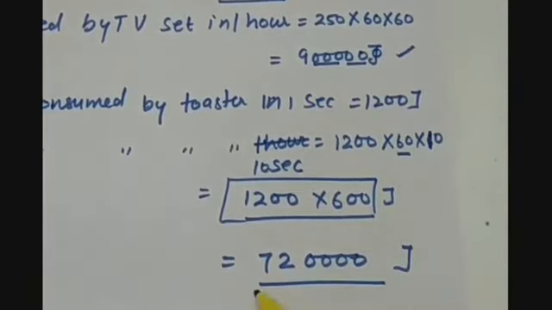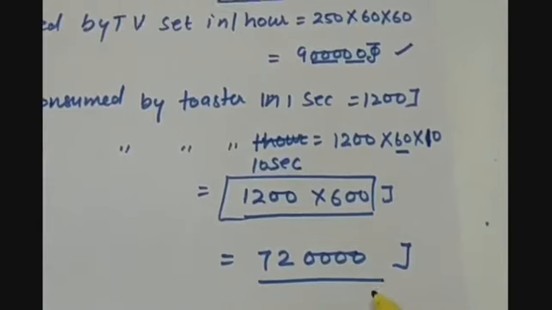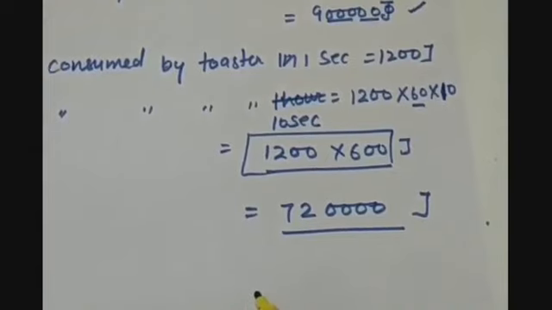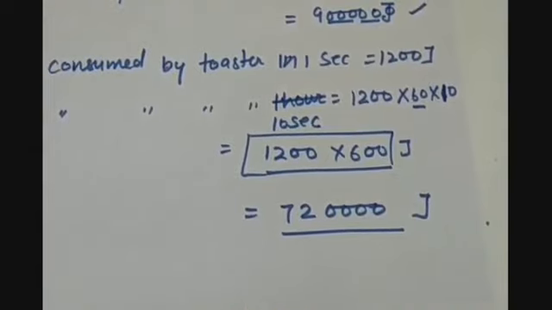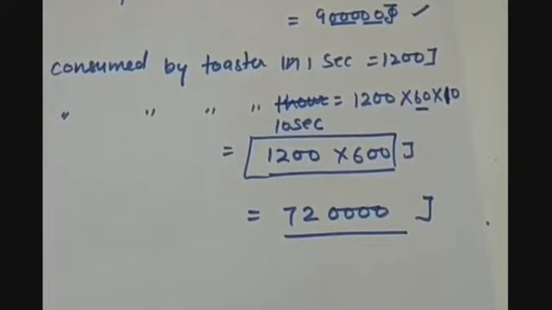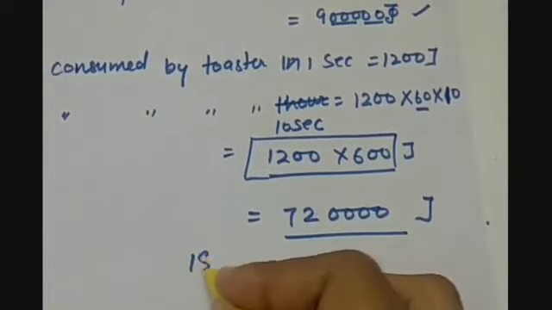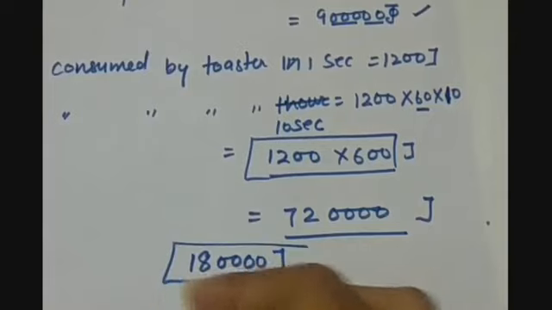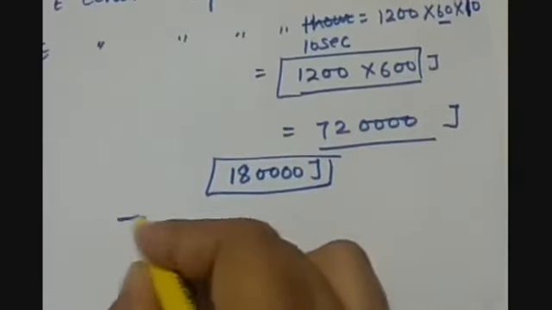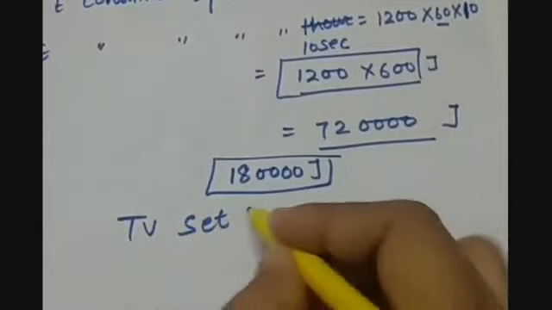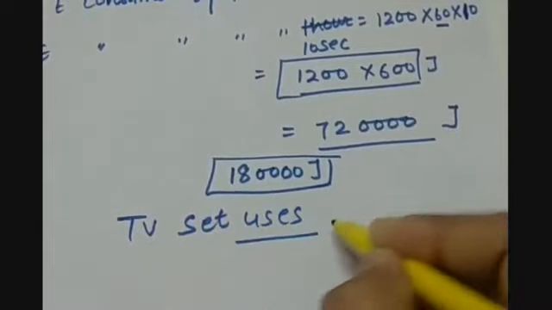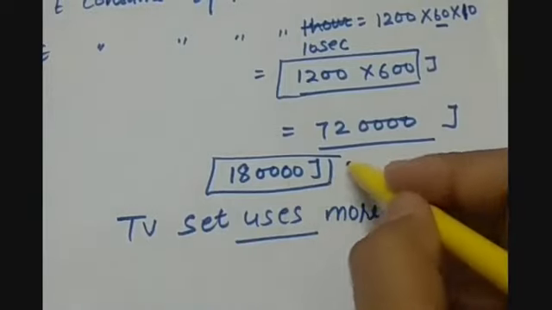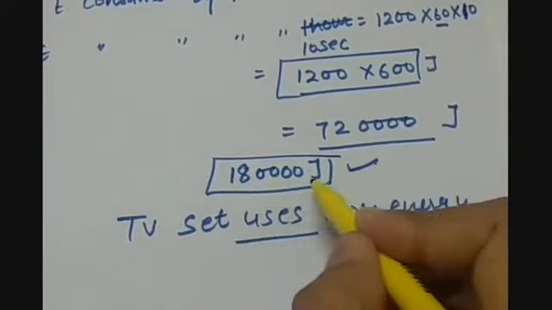So for TV we were having the energy consumed as 9 lakh joules, and for toaster we have energy consumed as 7,20,000 joules. So which is using more energy? TV. And how much? By the difference of 1,80,000 joules. So TV set uses more energy, and that too by a difference of 1,80,000 joules.